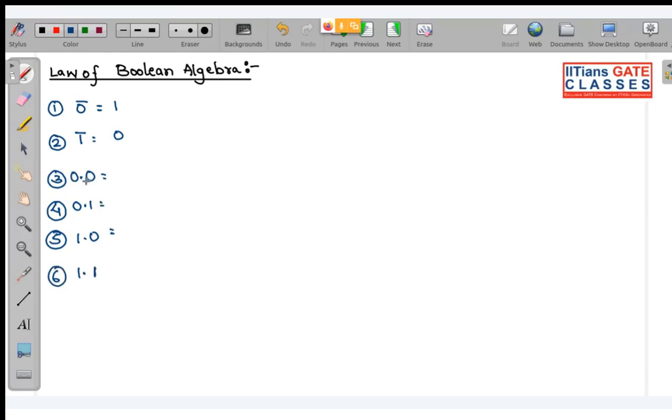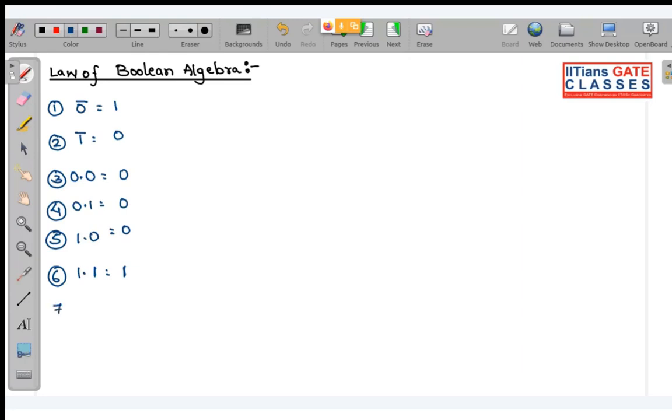So what is 0 AND 0, or 0 dot 0? It will be 0. 0 dot 1 will also be 0. 1 dot 0 will also be 0. 1 dot 1 will be 1.